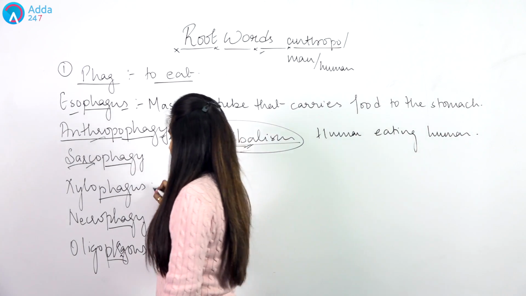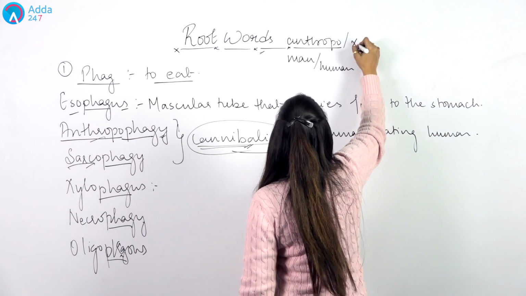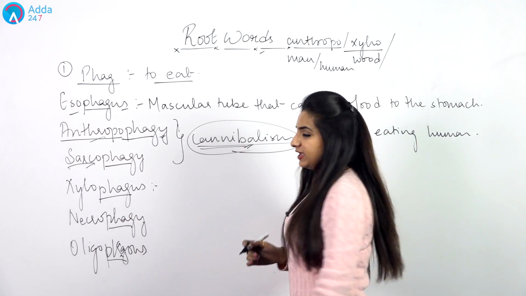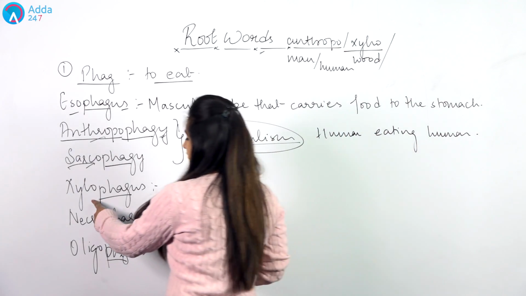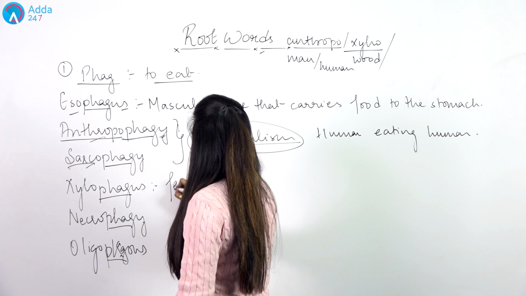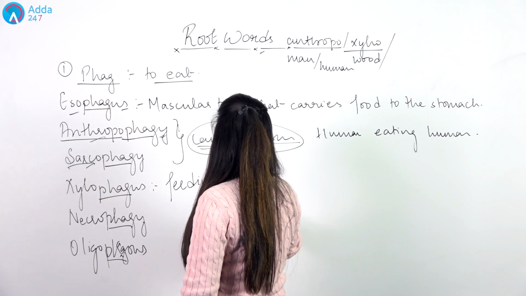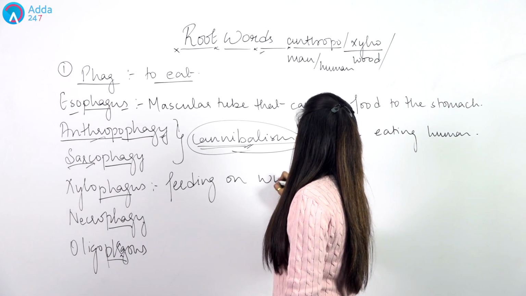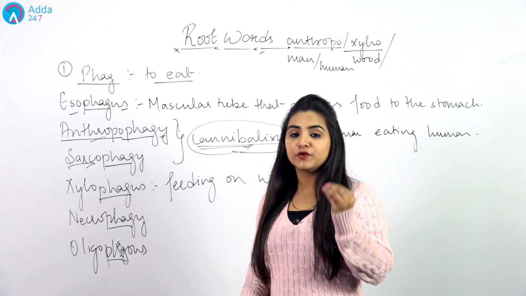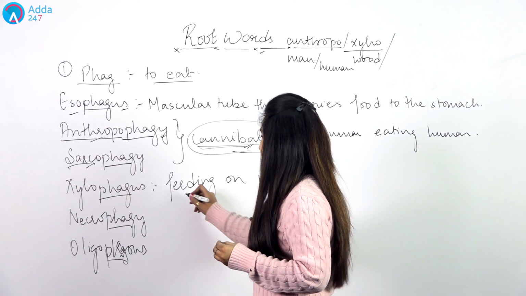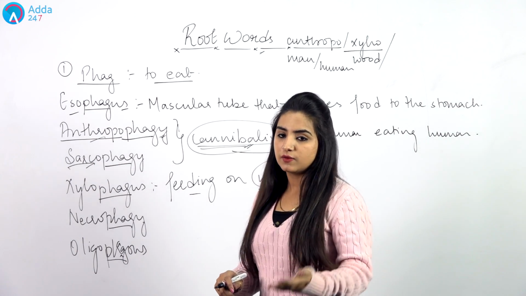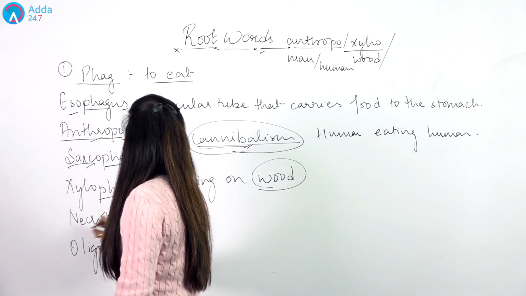Then we have xylophagus. We have the word xylo written, and xylo defines wood. So when I say xylo, this means wood. Phag defines to eat. So xylophagus is something that is feeding on wood. For example, if we talk about mites, mites eat furniture, right? So they are something that defines being fed on wood.